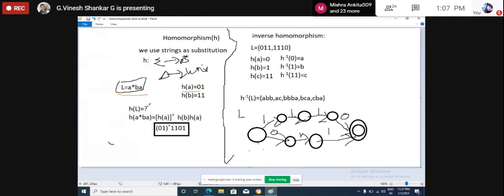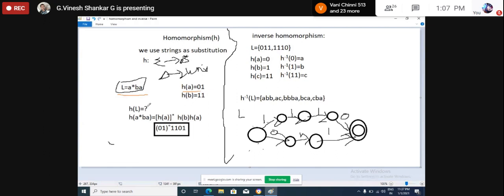The difference is that in substitution we were substituting symbols. But here, in the place of a symbol we are substituting strings. Many people may doubt: sir, substitution and homomorphism both are the same. No, they are not the same. Substitution means we substitute a symbol with some other regular language, but in homomorphism we use strings for the substitution.